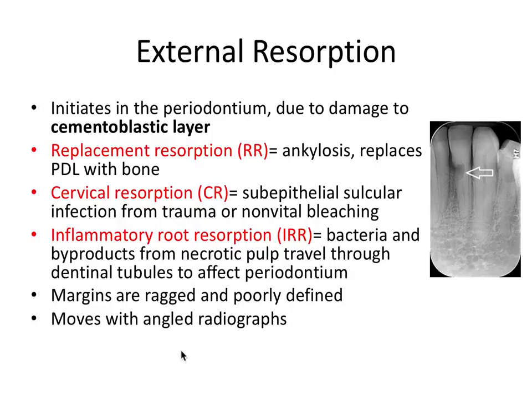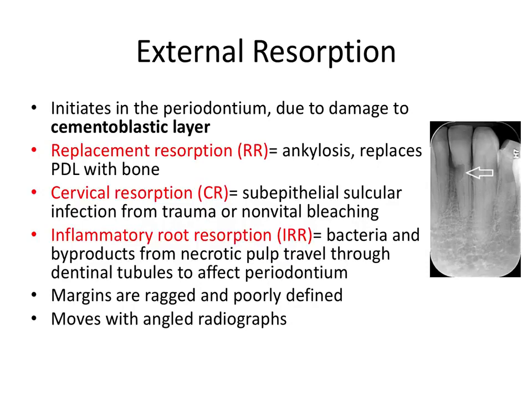Next we have inflammatory root resorption, and this is where bacteria and byproducts from the necrotic pulp travel through dentinal tubules to affect the periodontium. So they go from in the pulp to outside and impact that PDL to get another kind of external resorption effect on the tooth. The margins of external resorption are ragged, poorly defined, and if you take several different angles of periapical radiographs, the lesion appears to move with those different angles.